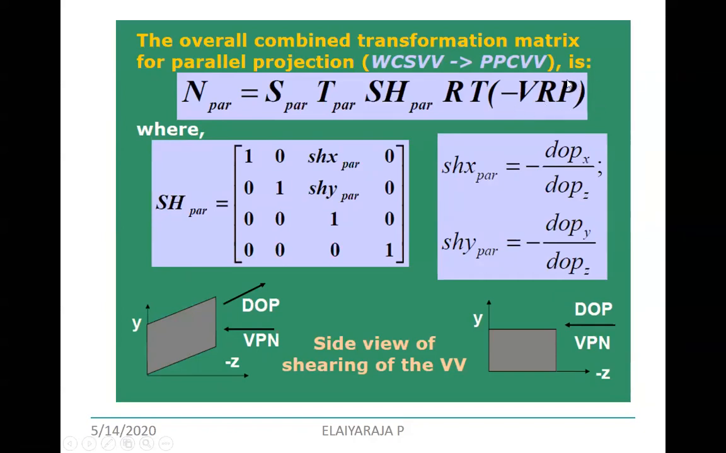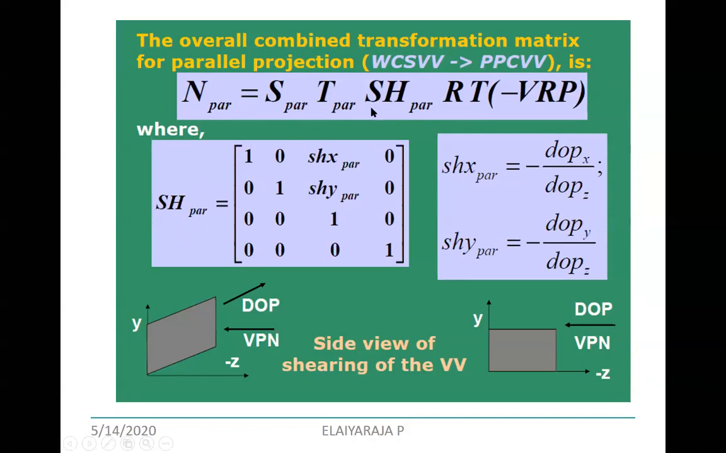As I said, you have to bring the view reference point to the origin. For that, you have to apply the rotate transformation with respect to the view reference point on your viewing plane. Then you have to perform the shear operation, which is not necessary for orthographic projection. Why? Because it is perpendicular to the viewing plane. Then you have to perform translation and scaling.